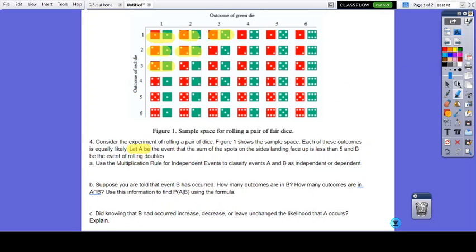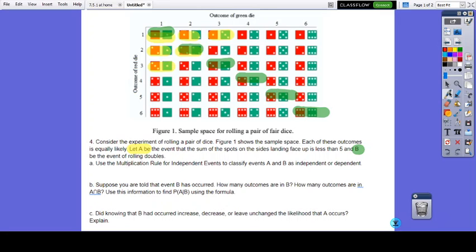And then we're going to let event B be the event of rolling doubles. So doubles, you have 1, 2, 3, 4, 5, and 6 possibilities there. So hopefully that helps you kind of picture what I'm looking at here.